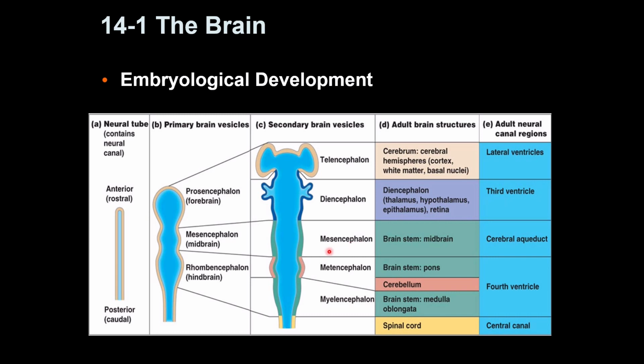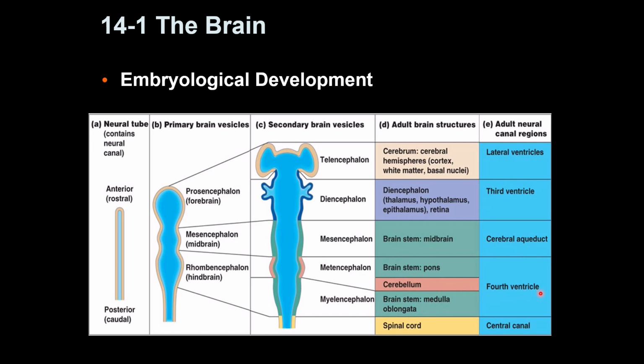Mesencephalon continues as midbrain, and inside there is a cavity or a canal, and that's called the cerebral aqueduct. Metencephalon continues as pons and cerebellum, and myelencephalon continues as medulla oblongata, and in between they have another cavity, and that's the fourth ventricle.